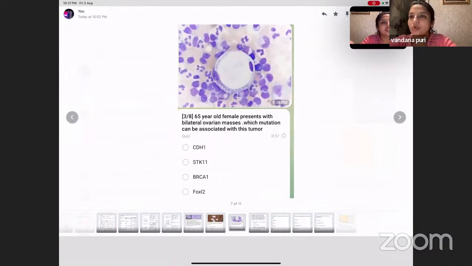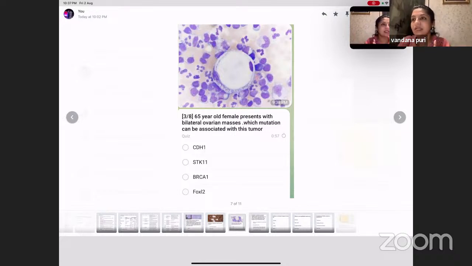Okay, next question. We have talked about CDH1. Look at this morphology, guys. This is signet ring cells. You can see the nucleus pushed to the periphery and it's hyperchromatic. So whenever you see signet ring cells and they give you a history of bilateral ovarian masses, you should always think of Krukenberg tumors.